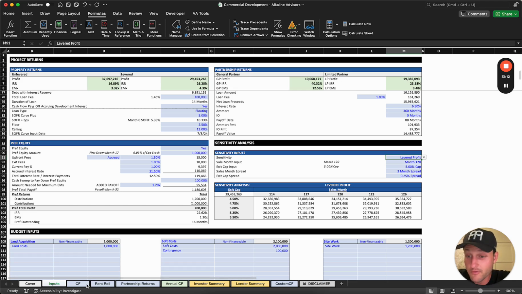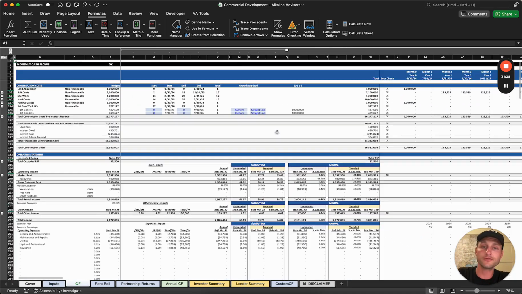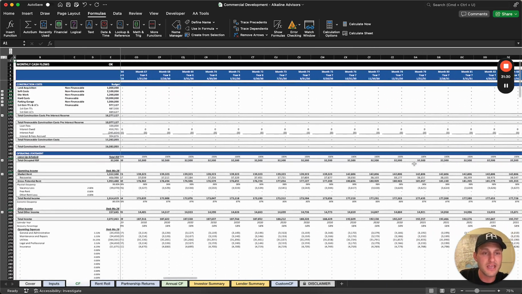All right, now we're going to move a little quicker through this. The goal is to get it done in 40 minutes or less. I know I misspoke initially, but here we are. So next, we are going to go to the cash flow tab. Let me zoom out. So the cash flow tab, again, we've got monthly cash flows.